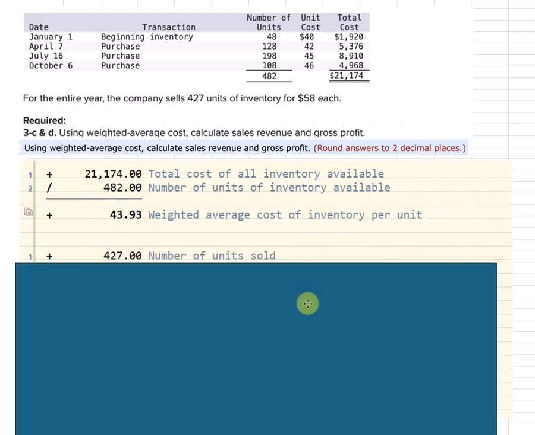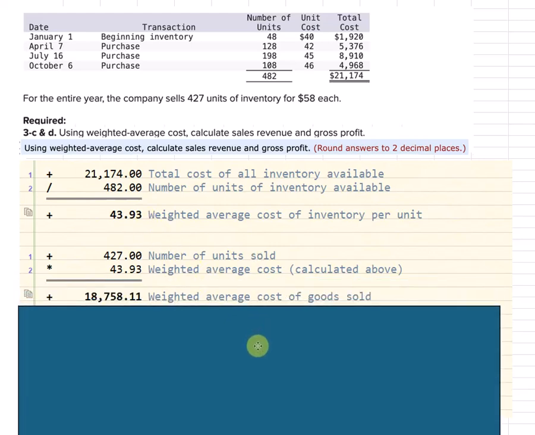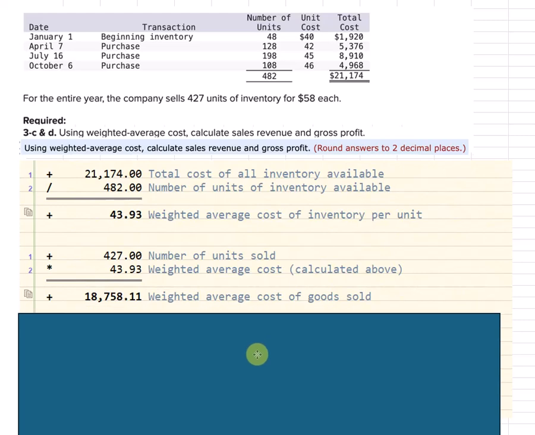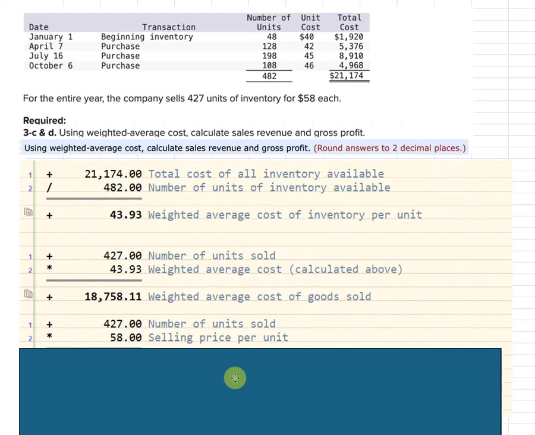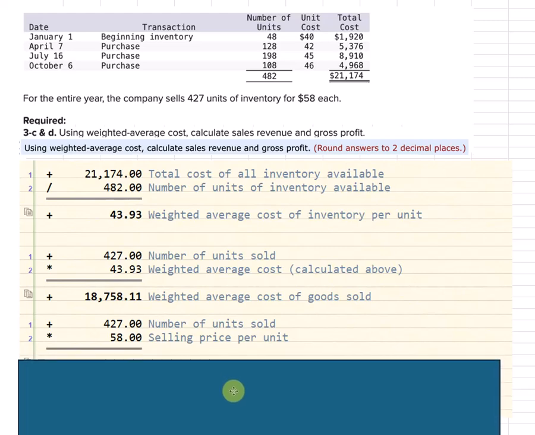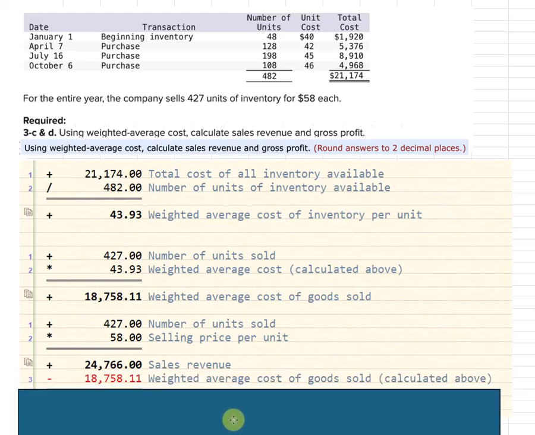Now, we've got to calculate sales revenue and gross profit. So the number of units sold was 427 units. They gave us that information right there. Multiply that times the weighted average cost that we just calculated, and we're able to calculate what the weighted average cost of goods sold was. We need that number. Next, we take the total number of units sold, again, 427 given to us in the problem. We multiply it times the selling price, which was also given, $58, and we come up with what the total sales revenue is.